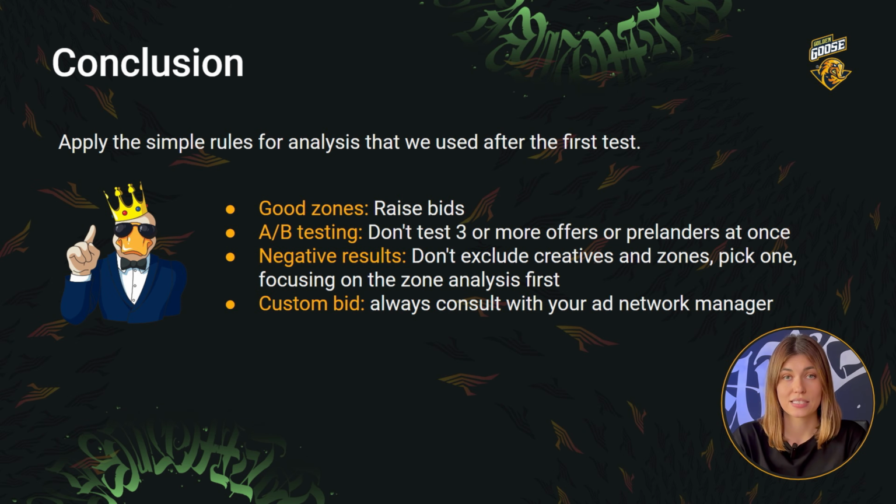If you have negative results, don't exclude creatives and zones at once, pick one. We'd recommend focusing on analyzing the zones first. The same applies to adding new creatives and raising bids. The adjustments should be going one at a time. How to decide on the size of custom bid? You can always consult with your ad network manager or change the bid according to your gut and see how it goes.